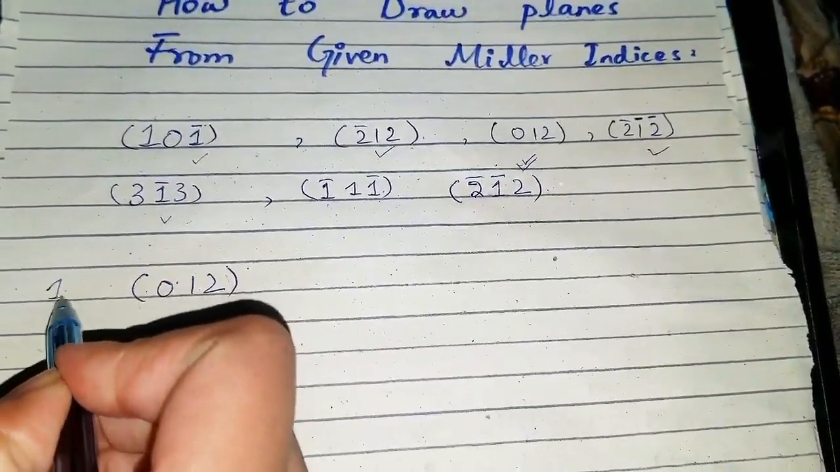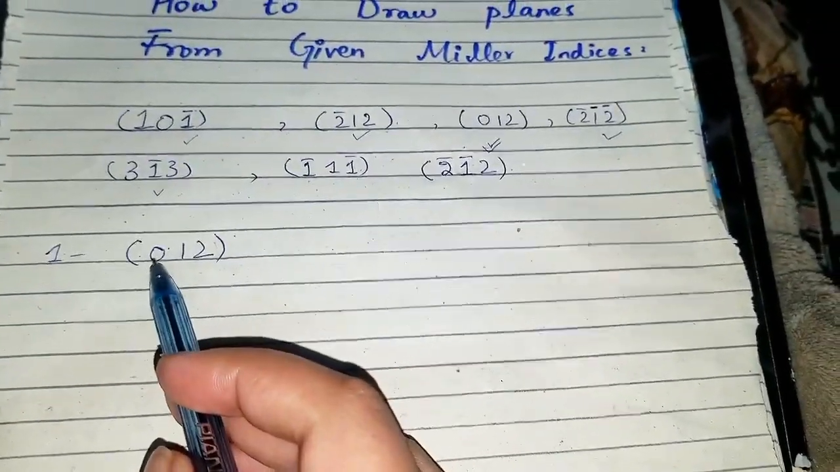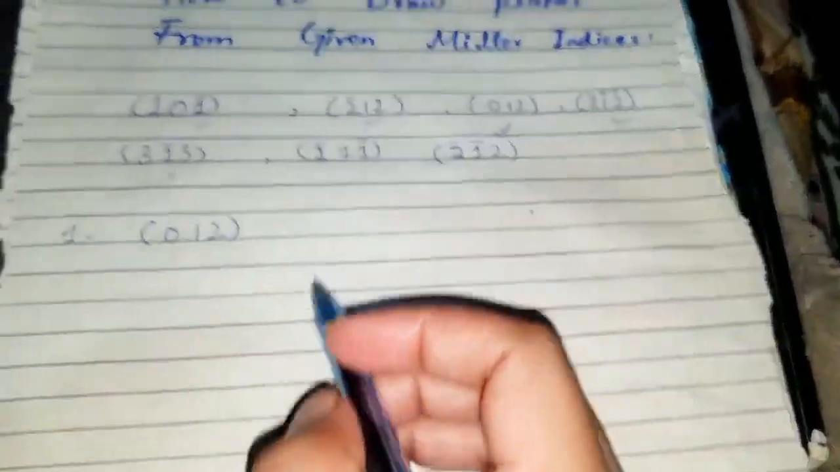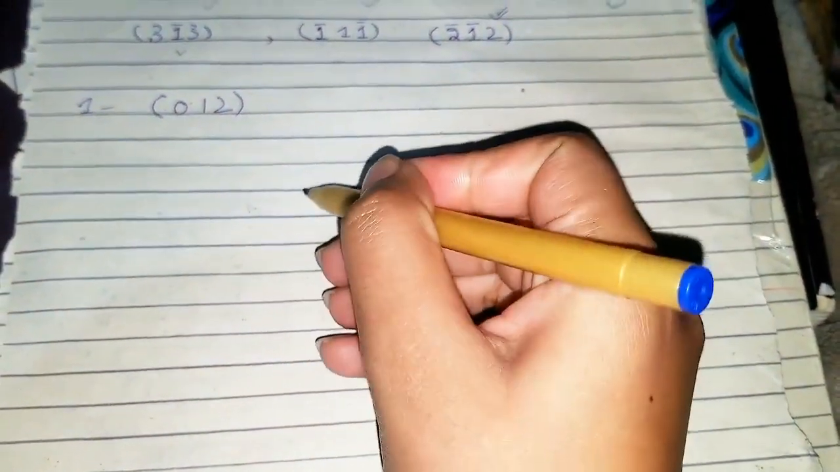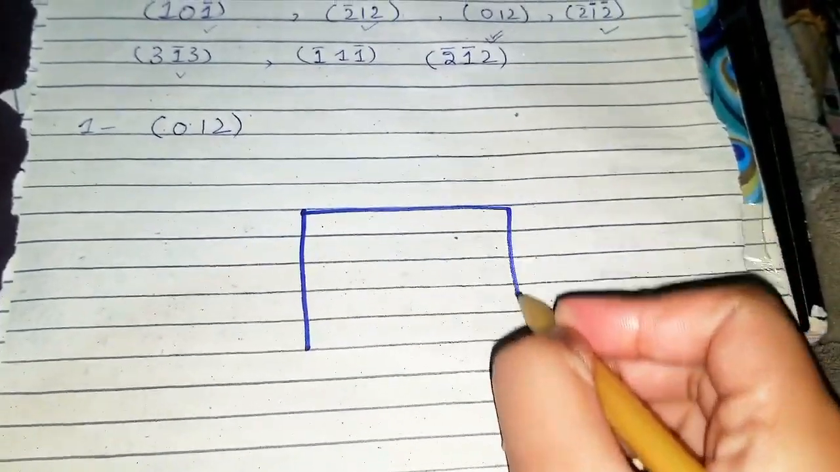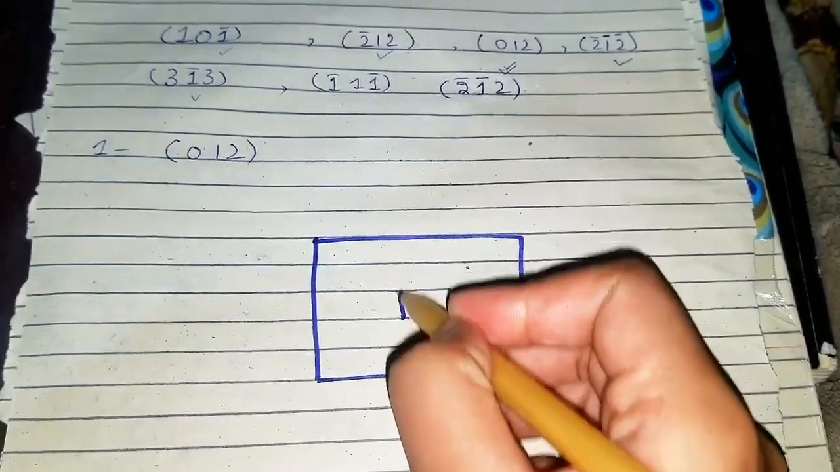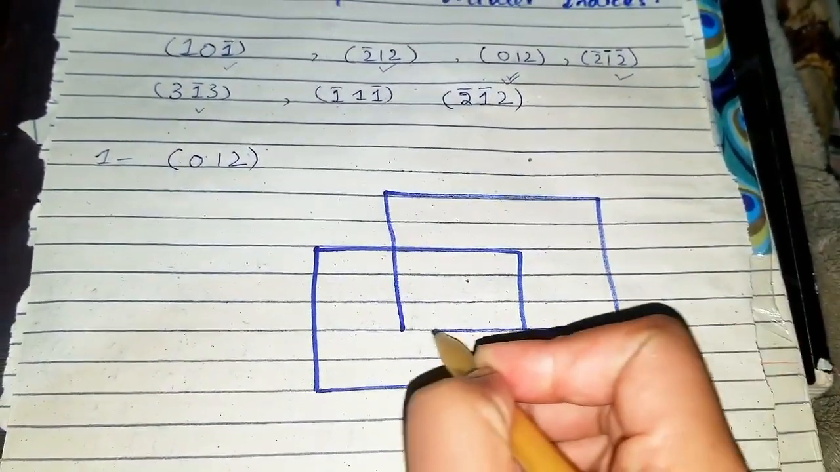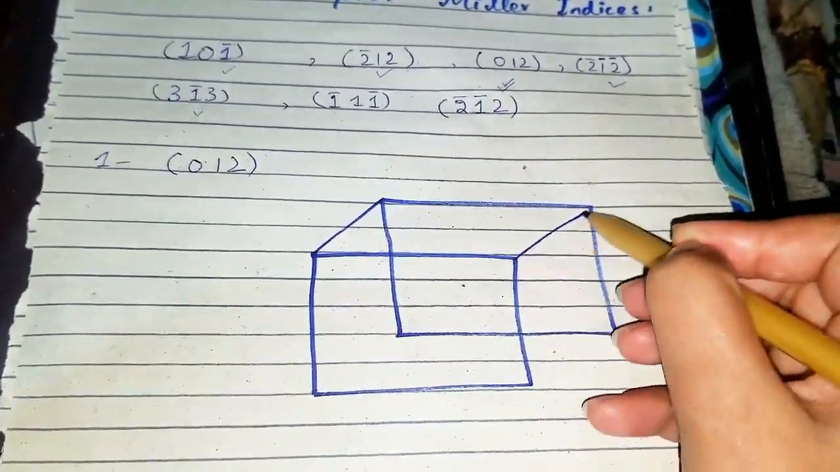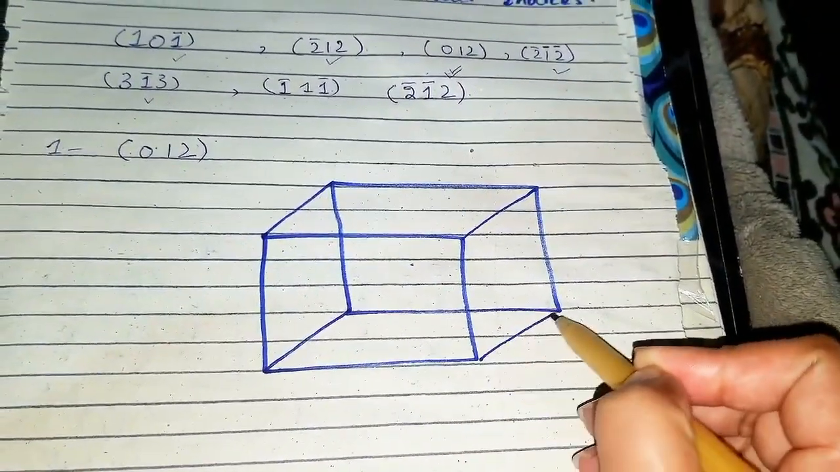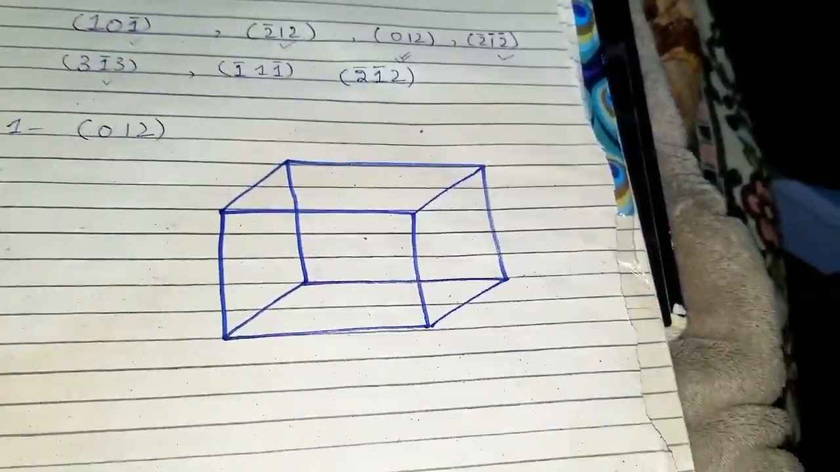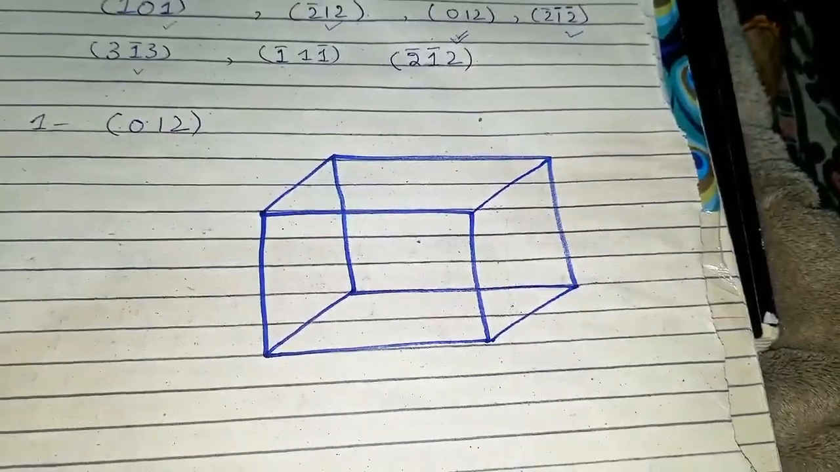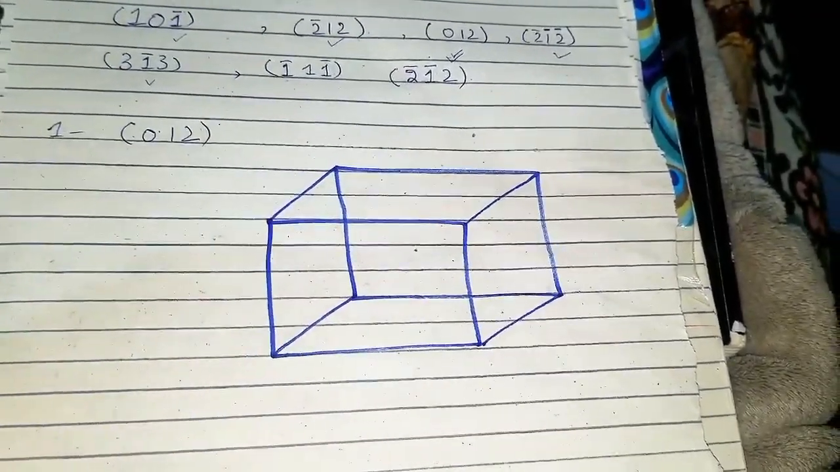So here the first one is 0, 1, 2. Okay, the Miller indices are given 0, 1 and 2. And first of all, what you have to do is to draw a cube. If you have pens of different colors, then it will be better, because in 3D diagrams and in drawing the planes and directions, if different colors are used for different components inside a diagram, then you can easily distinguish the different components. Otherwise you will mix all of the lines.